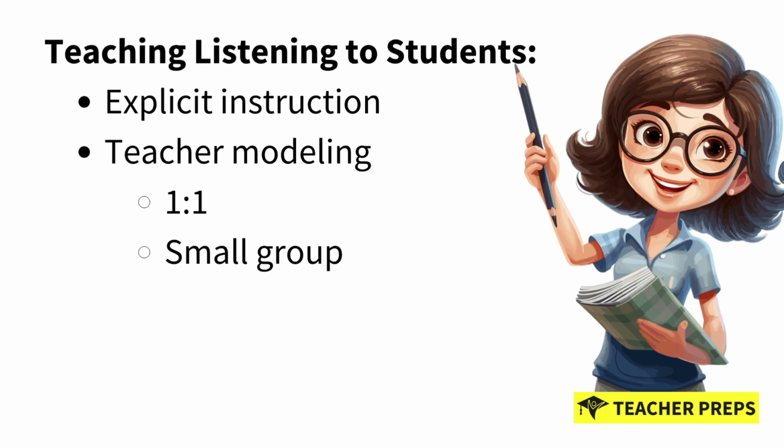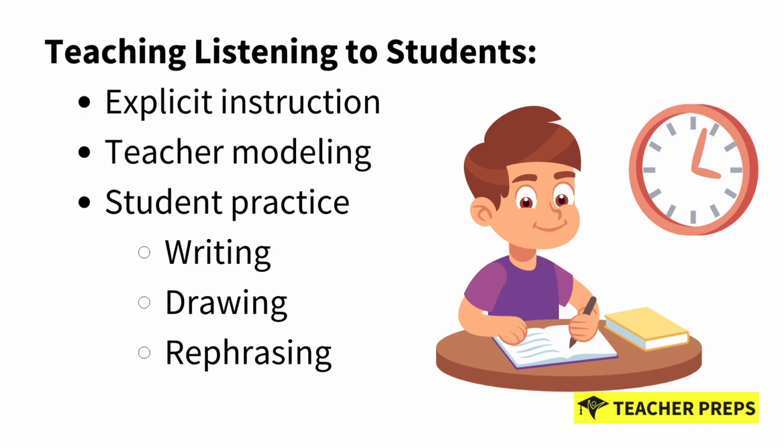Next, the teacher needs to provide a correct model of the expected behavior. The teacher can do this through one-to-one interaction with a volunteer student from the class or through modeling how to collaborate in a small group. Then it's the student's turn to practice what they've learned, for which they can use the same methods shown for the teacher modeling or showing others too, such as writing their listening in a journal, demonstrating their active listening skills through drawing a picture of what was said, or simply repeating back a summary in their own words.